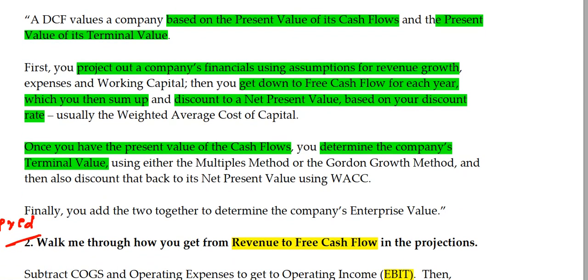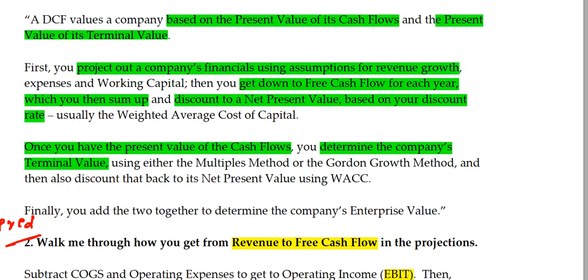Once you have the present value of the cash flow, you determine the company's terminal value using either of two methods. The terminal value is the total value of the firm. The first one is the multiple method, and the other one is the Gordon growth model. The multiple method is something like revenue multiples: 10 times, or 1 times, the firm value. It mainly depends on similar companies, to get an apples-to-apples comparison.